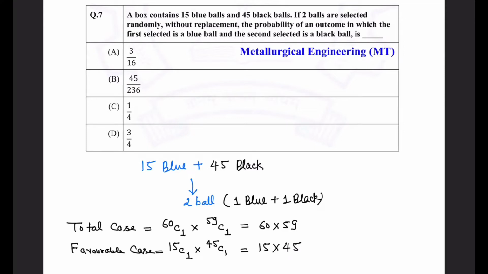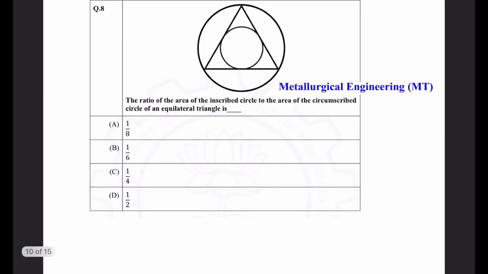So the required probability would be the favorable case 15 into 45 by 60 into 59. If you divide it, you get 45 by 4 into 59, so it would come to 45 by 236, option B. So this was an easy question, where they only applied the simple concept of probability.